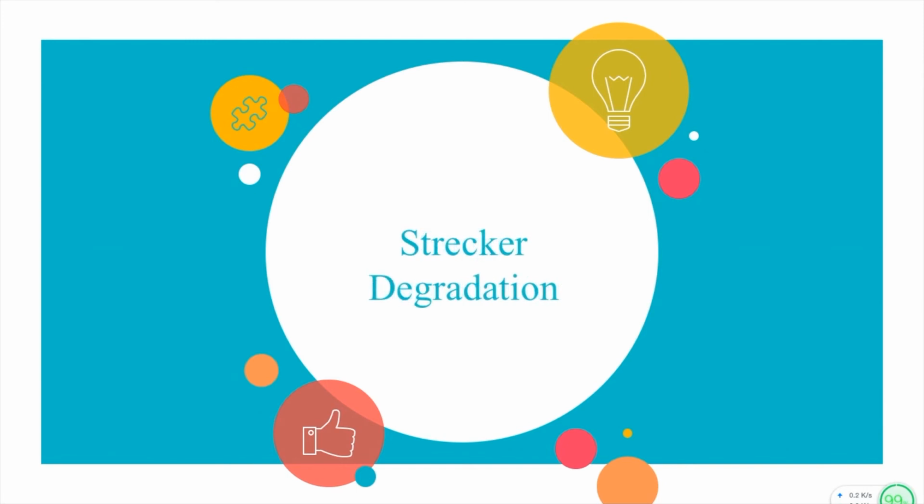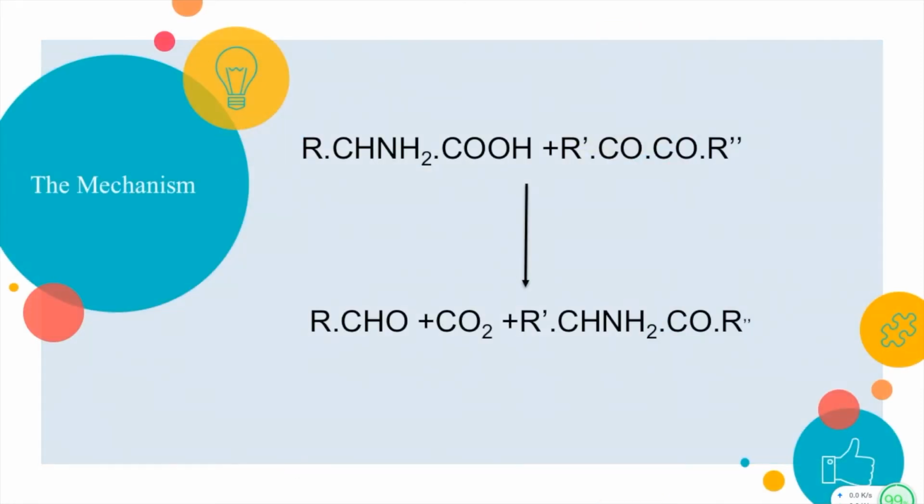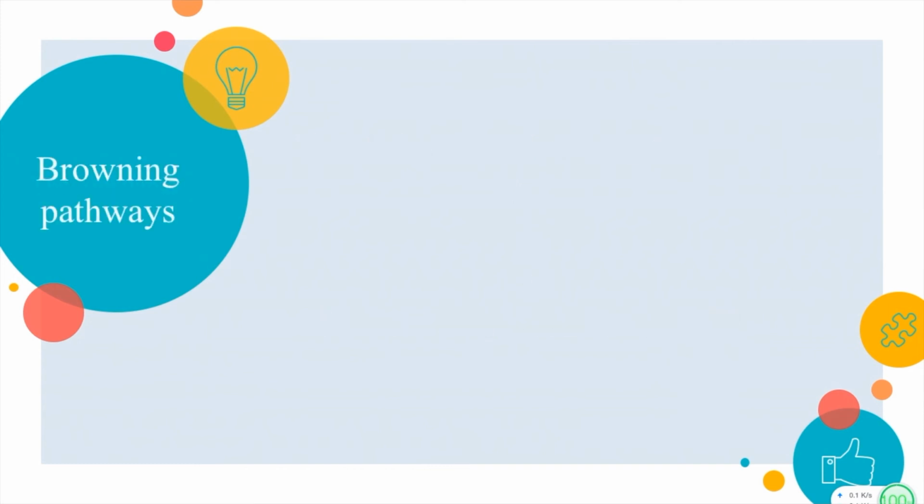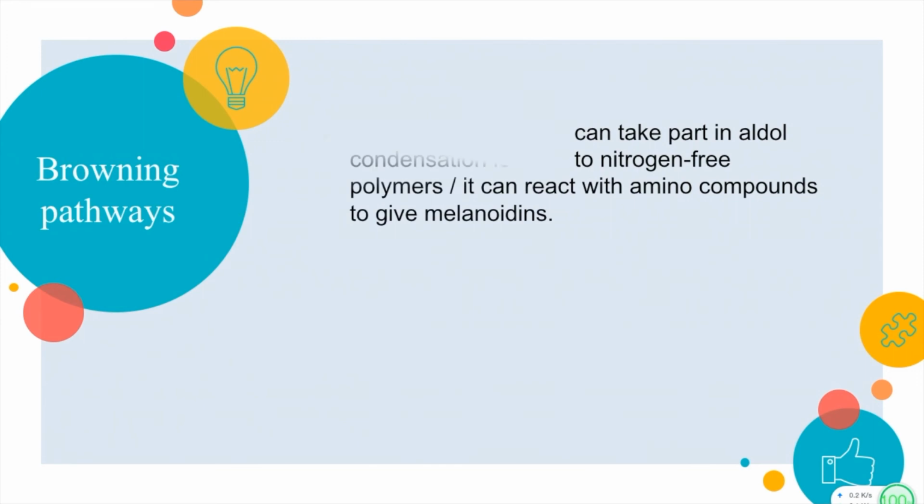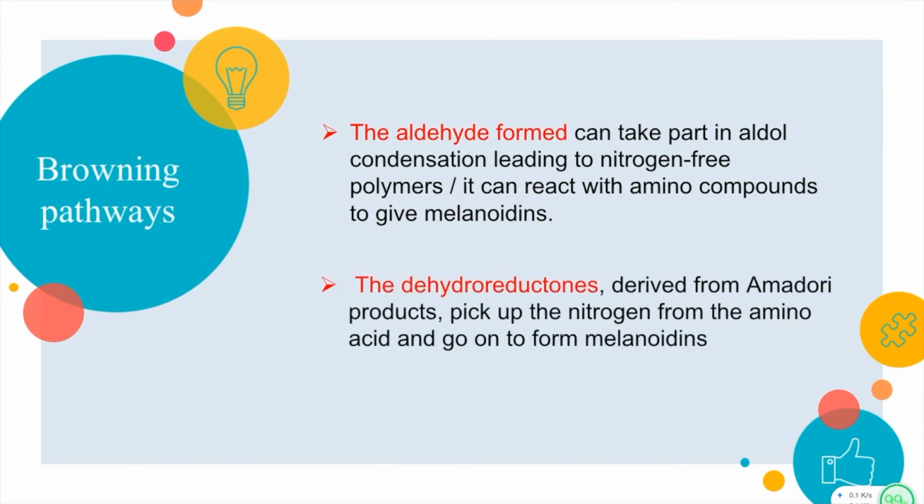Well, secondly, let's talk about Strecker degradation. The mechanism is that alpha amino acid is liberated in the degradation of amino acid by glucose or other sugar, and can produce carbon dioxide and aldehyde. There are two pathways that can cause browning. Firstly, the aldehydes formed by the Strecker degradation are a source of browning. And the hydroreductones that pick up nitrogen from the amino acid can cause browning.